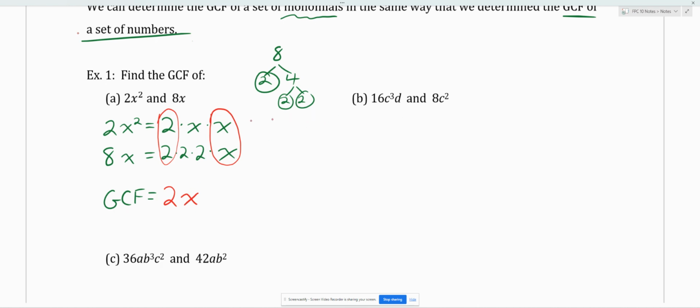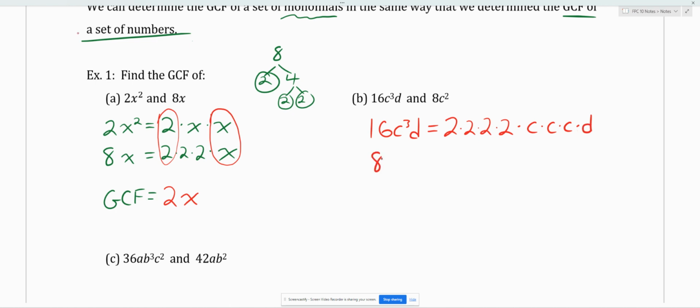Let's look at something bigger. All right, so if we have 16 c to the 3d, let's break that into its prime factors. Again, you can do a tree if you need to, but that's going to be the same as 2 times 2 times 2 times 2. And then we have 3 c's, c times c times c, and 1d.